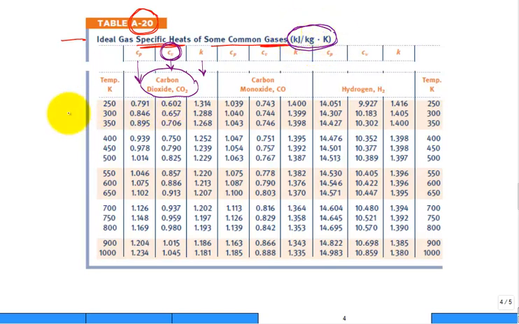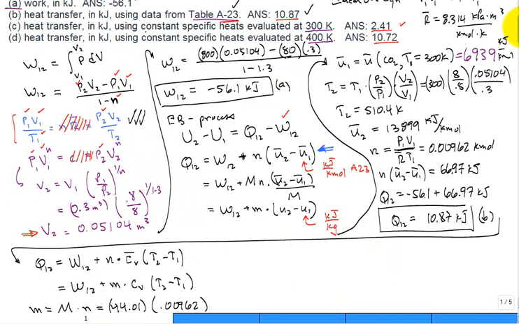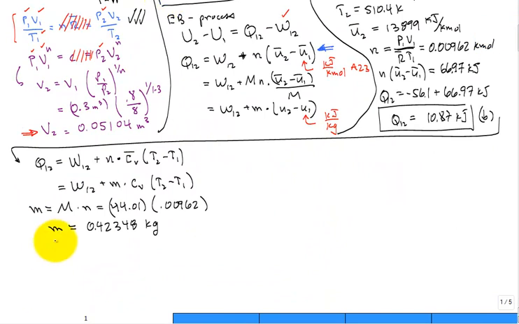And we're interested in 300 Kelvin. So this is the value, 0.657. So we go to the table. What was that table? I forgot. A20. And we find C sub V at 300 Kelvin, 0.657 kilojoules per kilogram Kelvin.